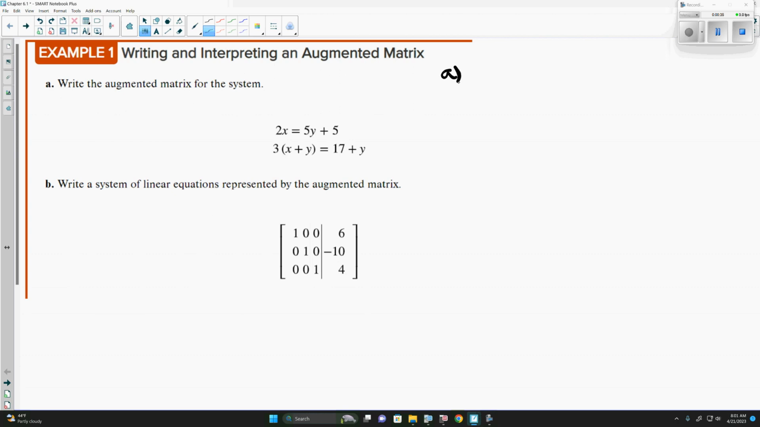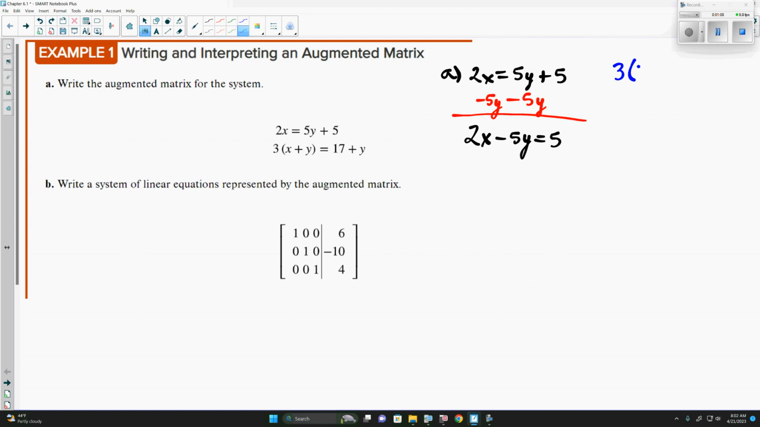So our first equation, 2x is equal to 5y plus 5. For this one here, we need the x and y on the same side. And to get that, we're going to subtract 5y from both sides, telling us that we have 2x minus 5y is equal to 5. So we have that one there. That one is set up in the way that we need it. We need to do the same thing to the other equation.